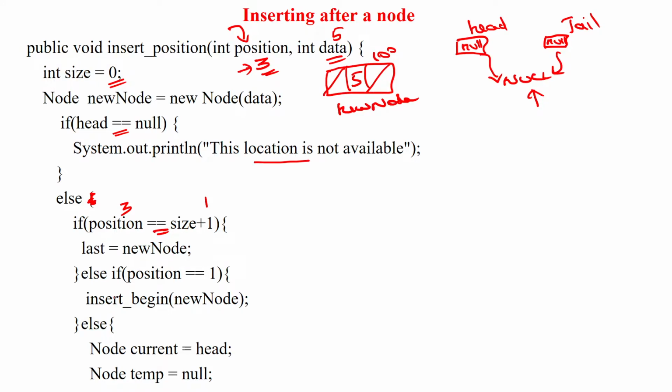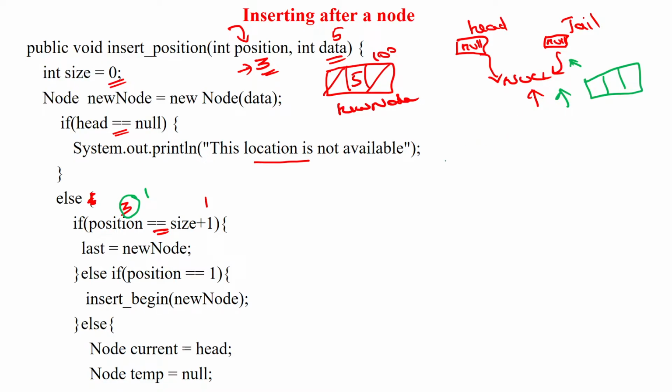Suppose my position is 1, instead of this. If my position is 1, then 1 equal to 1. So here this is the null. If my position is 1, then my new node will be inserted at the beginning of the list. Okay, that means here the node will be inserted at the end of the list.